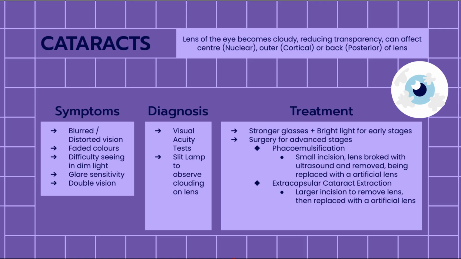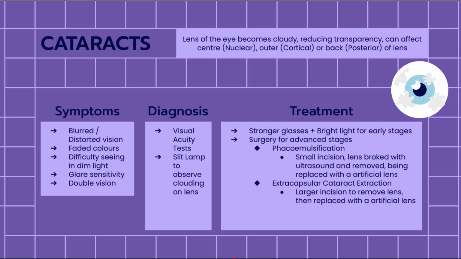Someone can be diagnosed through doing the visual acuity test, and we can also use the slit lamp to observe clouding on the lens. There's a variety of treatments available. It can be improved by stronger glasses and brighter light for the early stages, but surgery is needed for the more advanced stages. An example of a surgery is phacoemulsification, which is a small incision with the lens broken down by ultrasound and removed, being replaced with an artificial lens.